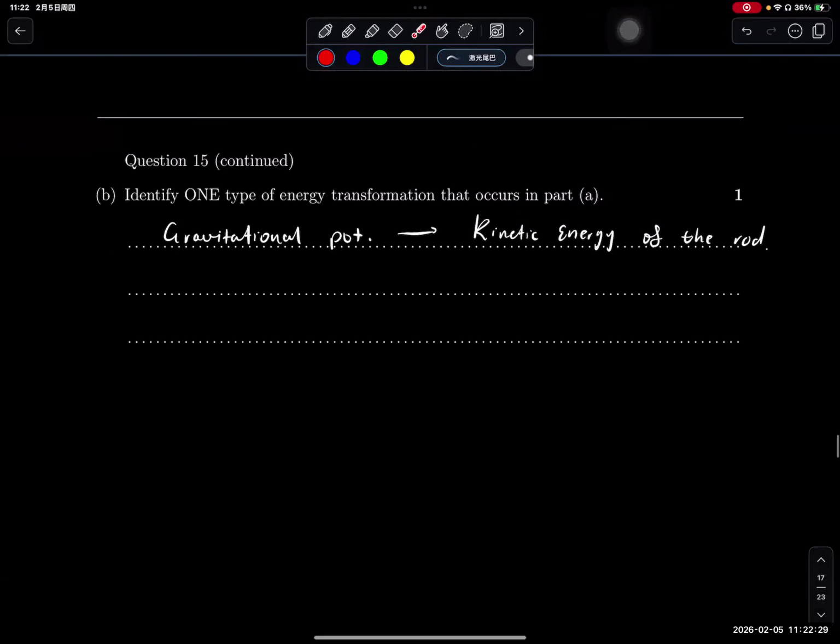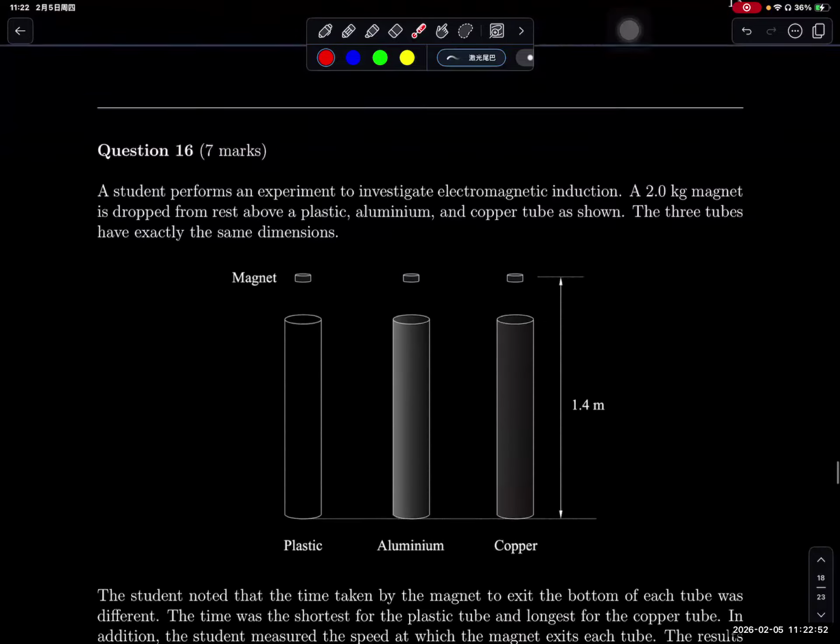Question 15, identify one type of energy transfer. So we have gravitational potential going into kinetic. You could also mention potential going into electrical, but you cannot say kinetic goes to electrical, okay? Because kinetic energy is not being reduced. Kinetic energy actually increases all the time, okay? It's the potential that goes into the electrical energy.